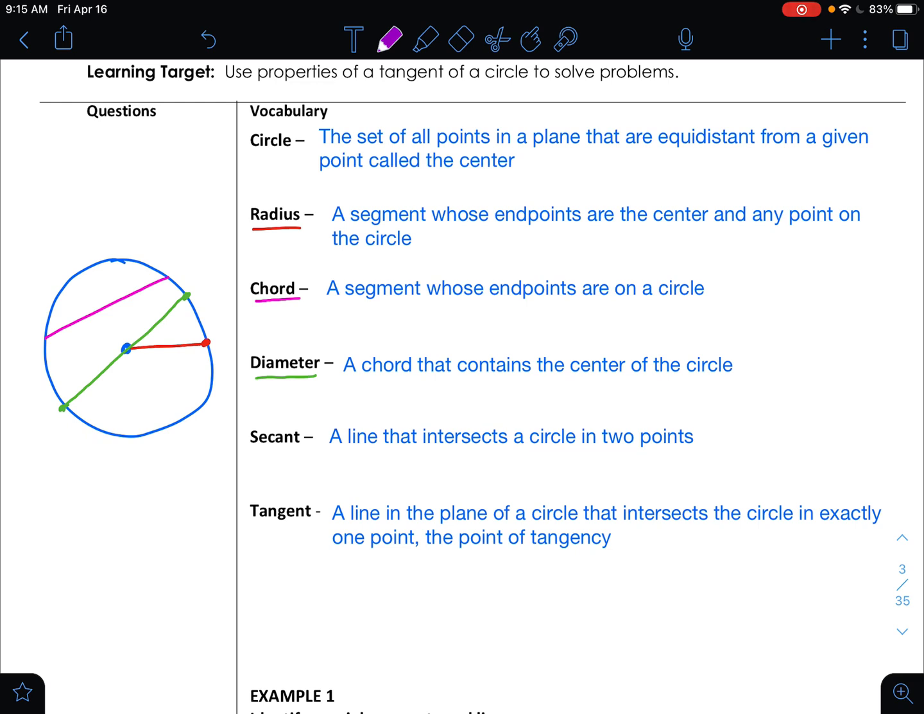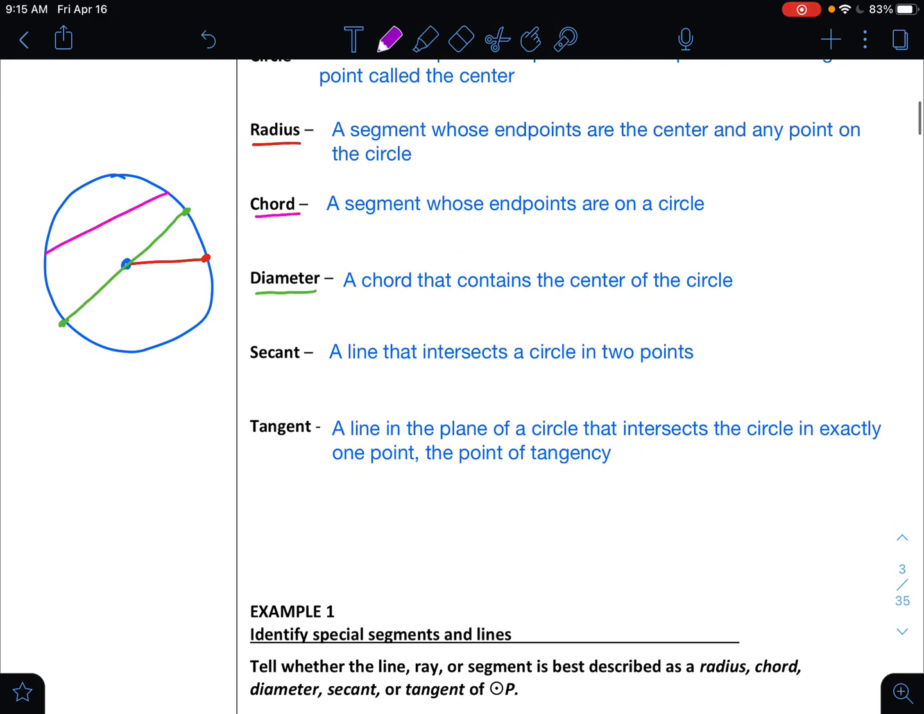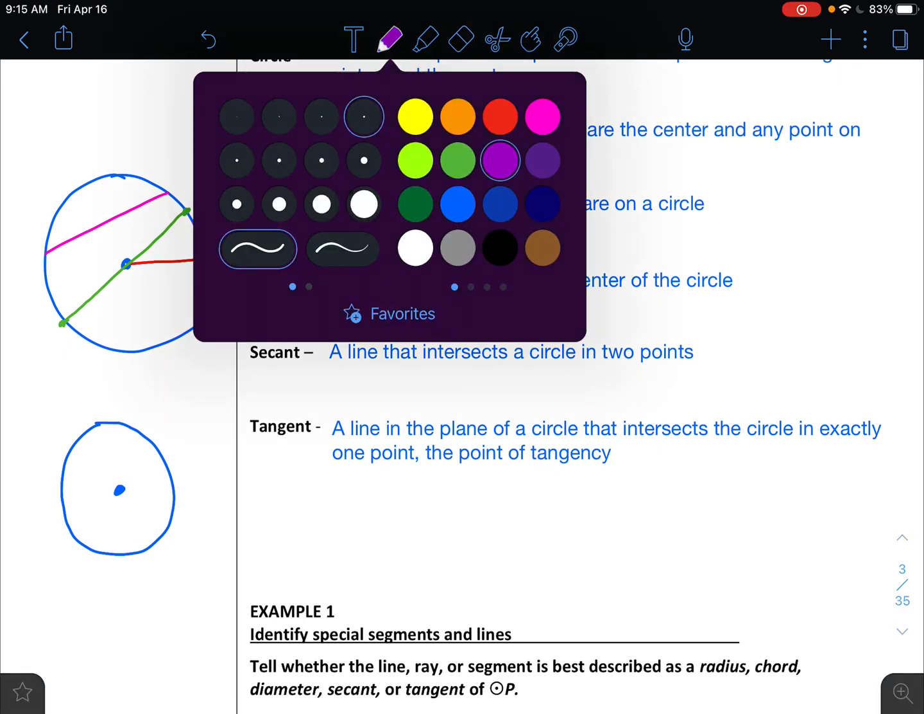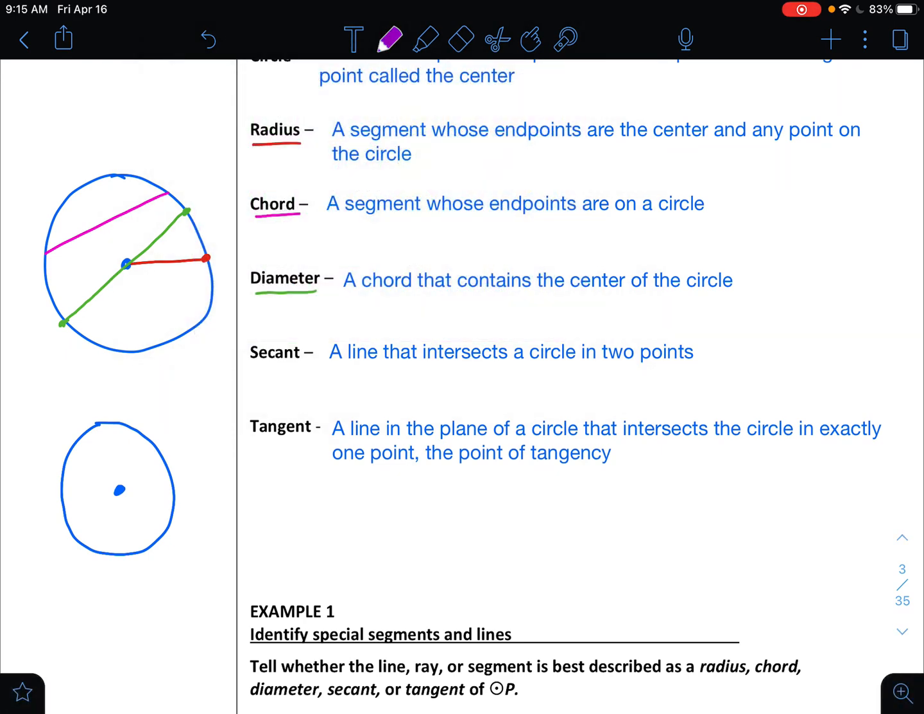All right, a secant. It is a line that intersects a circle in 2 points. I'm going to draw another circle here. I don't want to get too much on one circle. I'm just going to draw a line. It's going to go through the circle, but not necessarily through the center. That is a secant. It's a line, and that's what makes it different than a chord. A chord is just a segment and intersects at 2 points.